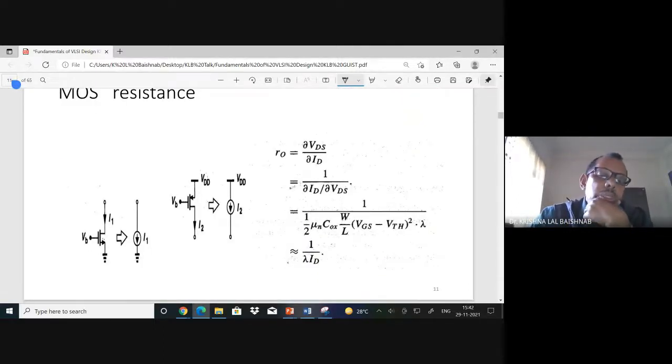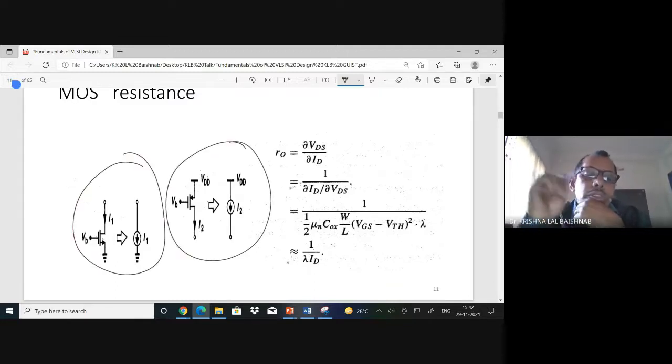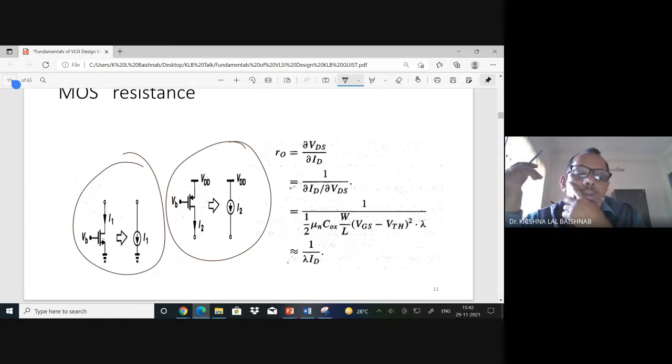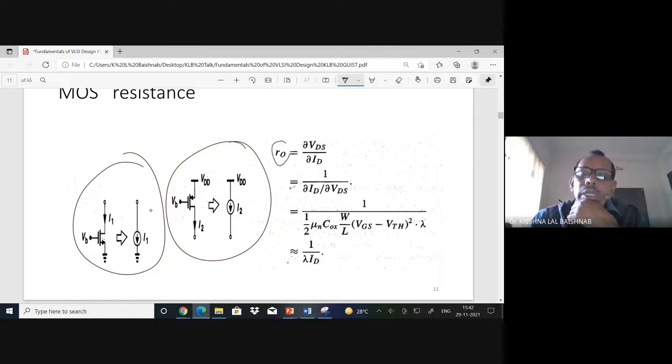Very important, MOS can be used as a current source. Here is a current source they have shown you. A current source means a device with very high output impedance, and it means there is a high output current. The output resistance is equal to, this is the formula we can think of, 1 by lambda ID.